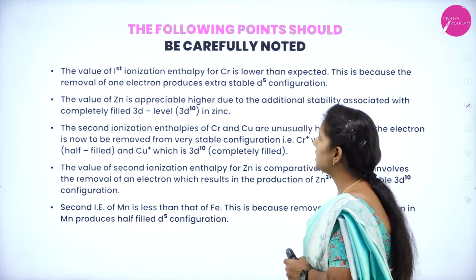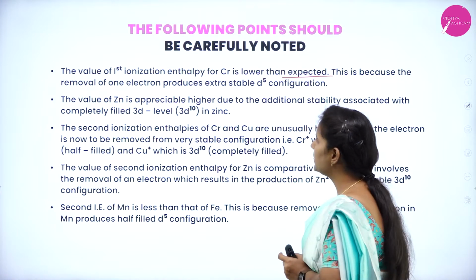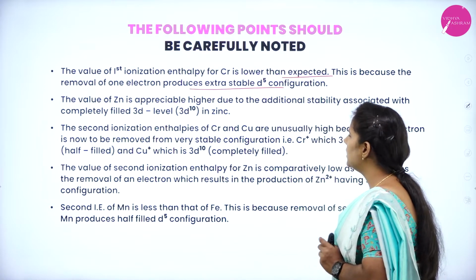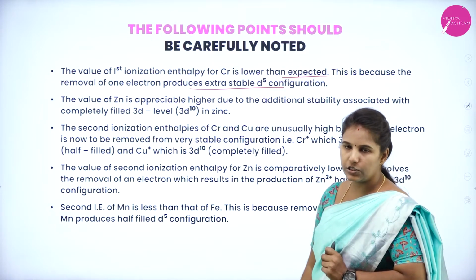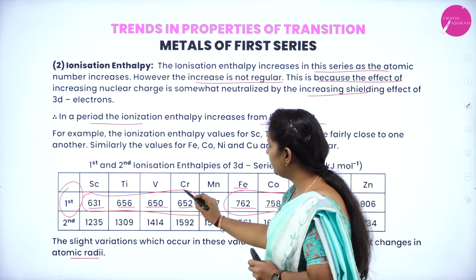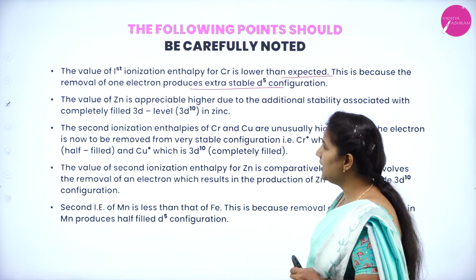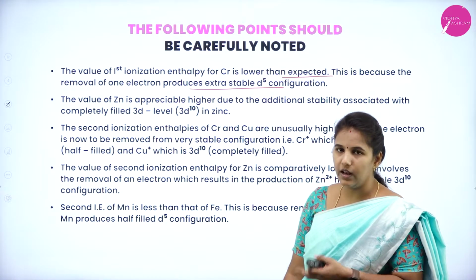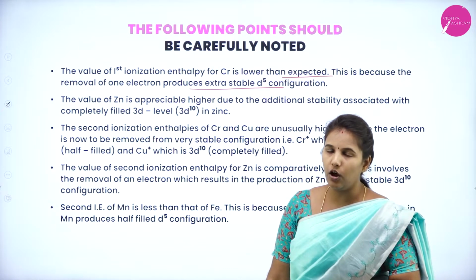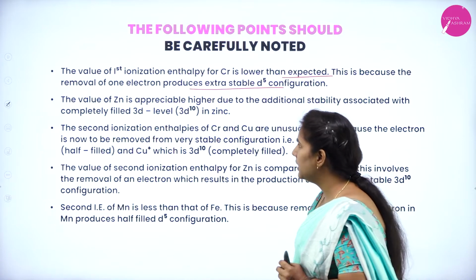The value of first ionization enthalpy for chromium is lower than the expected one. This is because the removal of one electron produces the extra stable d5 configuration. As we have seen, chromium has 656 ionization energy, which is lower than expected. That is mainly because the energy required to remove the first electron is very small, but the energy required to remove the second electron becomes very high.